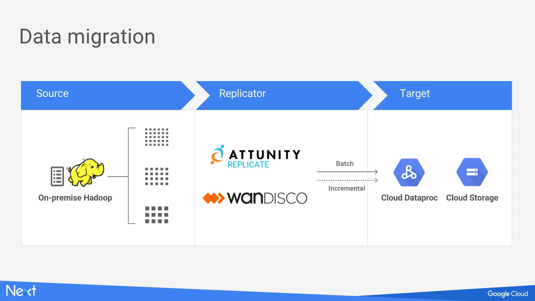And for that, we have a couple of great partners in Attunity and WANdisco, who are downstairs, by the way, on the first floor. They would love to talk to you more about this. But basically, they have software that you run on-premise that lets you facilitate the one-time transfer and the ongoing incremental transfer.